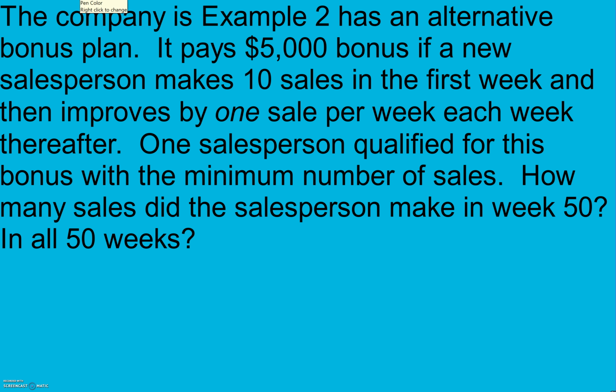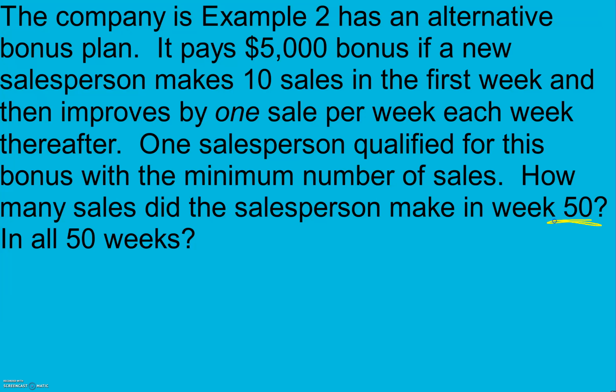Go ahead and try this one. The company in example 2 has an alternate bonus plan. It pays a $5,000 bonus if a new salesperson makes 10 sales in the first week and then improves by 1 sale per week each week thereafter. One salesperson qualified for this bonus with the minimum number of sales. How many sales did the salesperson make in week 50 and in all weeks?